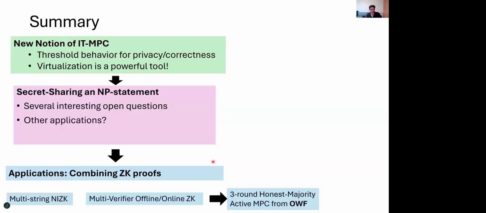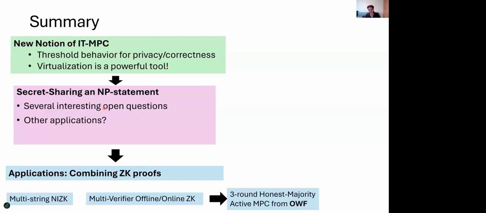So let me summarize. We have this new notion of information theoretic MPC with a threshold behavior for privacy and correctness. We'll show again that virtualization is a very powerful tool. We present information theoretic secret sharing for an NP statement. And in this domain, there are several interesting open questions, and we'd like to see more applications.